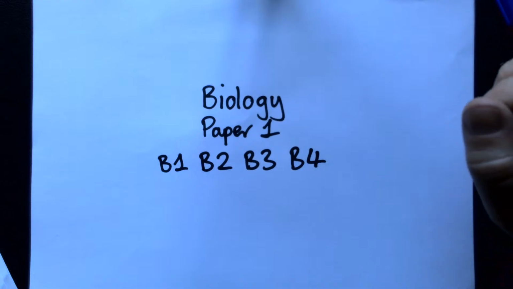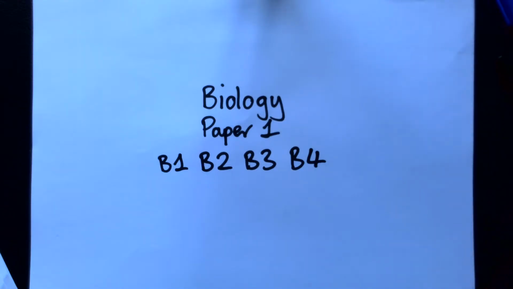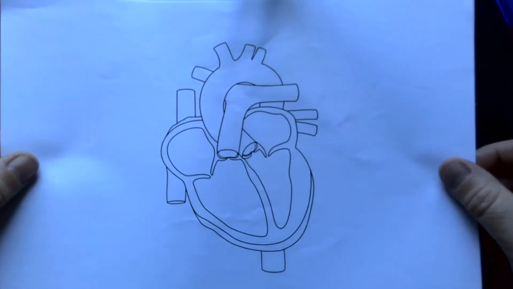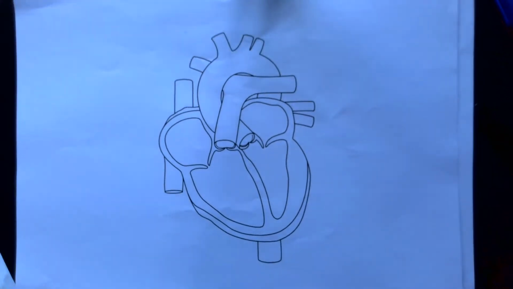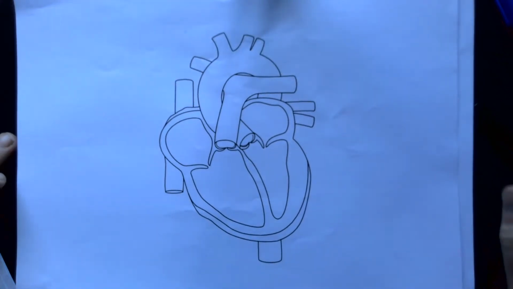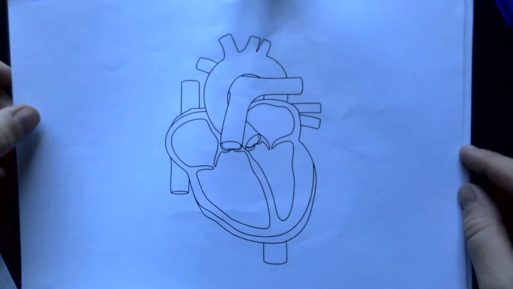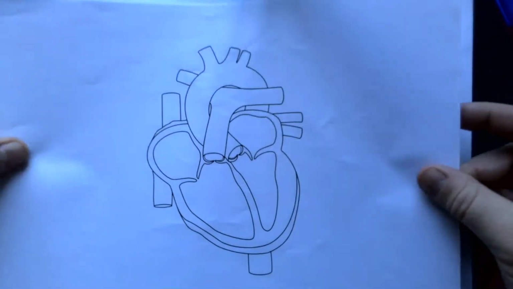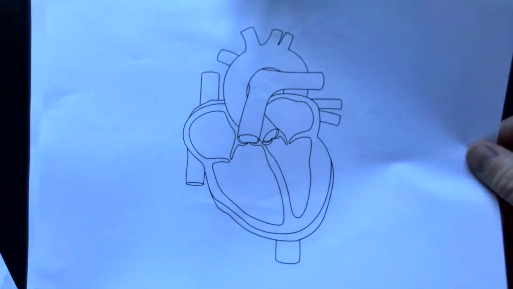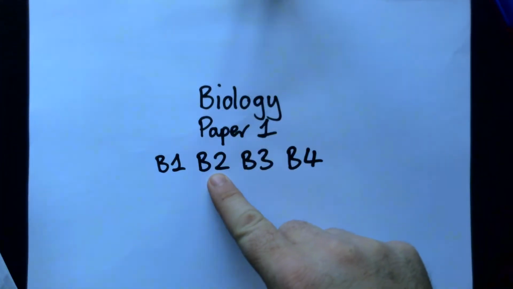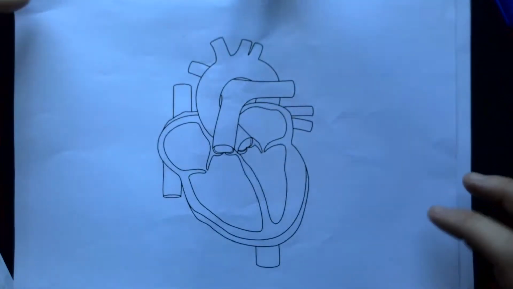Good, thank you. So I had a request by email to begin with the heart. So I printed off this diagram, which you might recognize as your classic picture of the heart, and I thought I would begin here. Just to give you some reference points, the heart is found in B2, which is organization, and the heart is very much part of that topic.